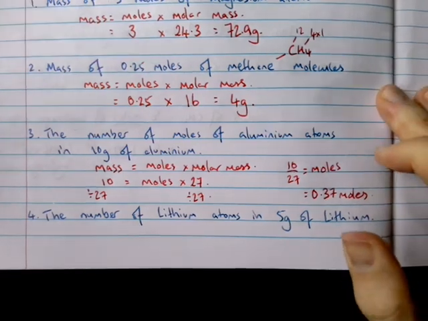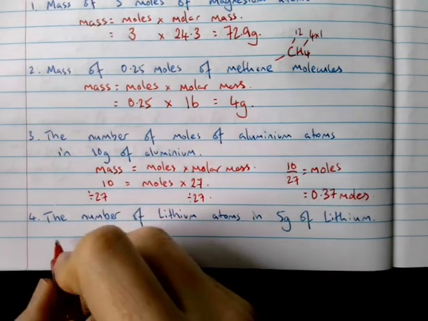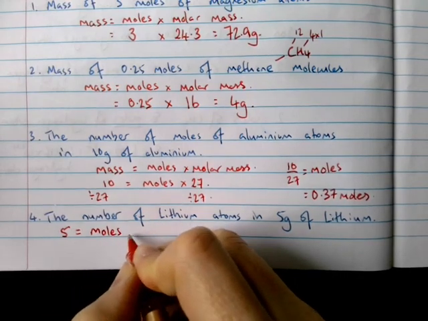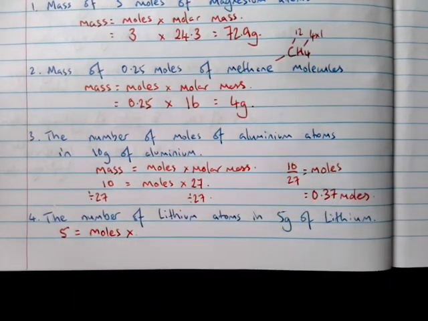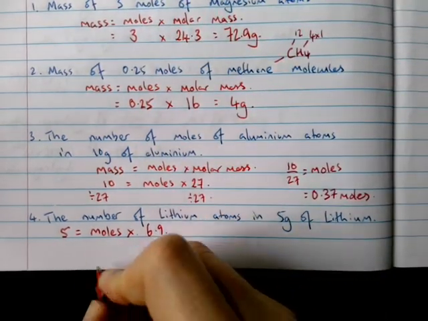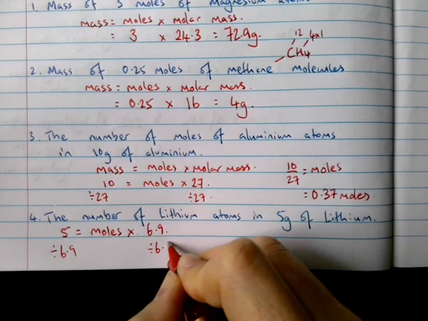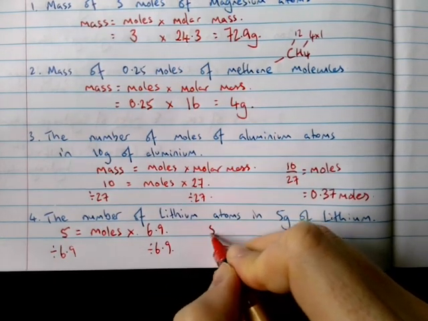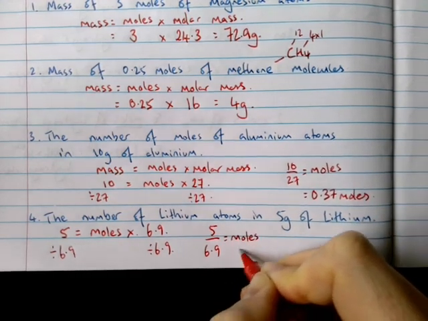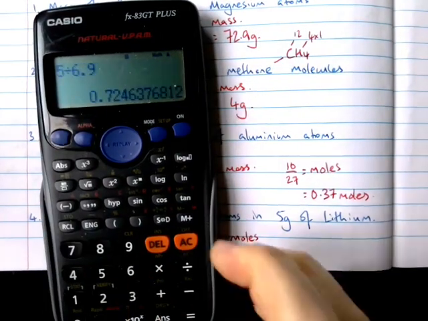Okay, and our last question. The number of lithium atoms in 5 grams of lithium. So we're going to do the same thing we did here. I know that my mass is 5. I want to know the number of moles. I'm going to times it by my molar mass for lithium, which is 6.9. So now I can divide both sides by 6.9, and I will get 5 divided by 6.9 equals my number of moles, which is 0.72.